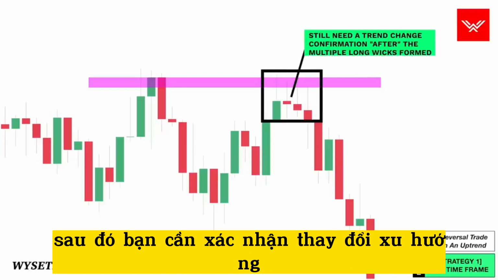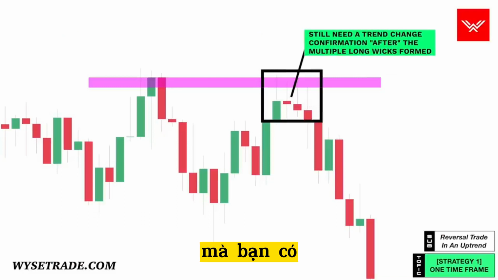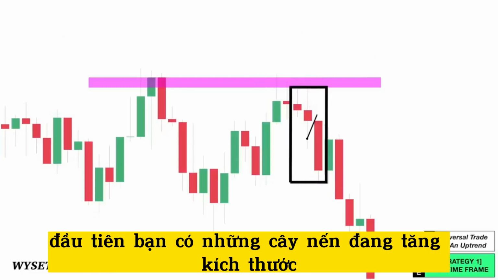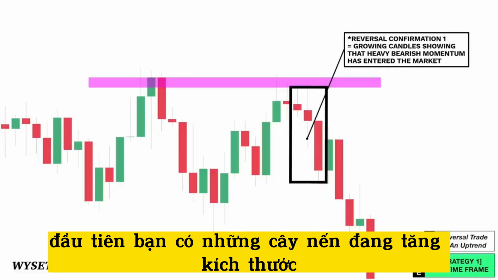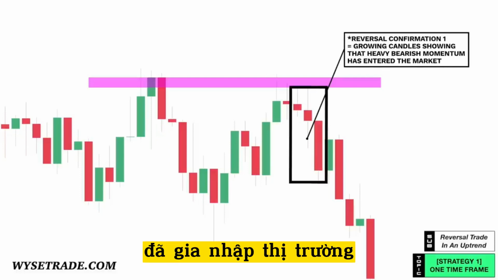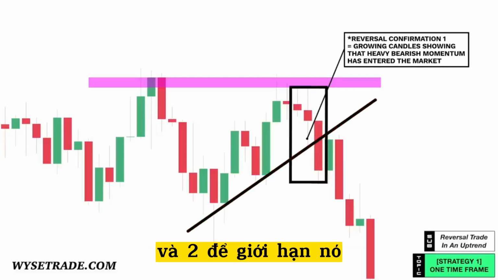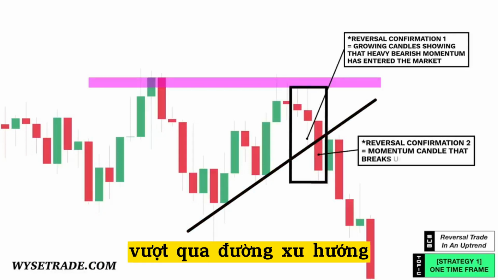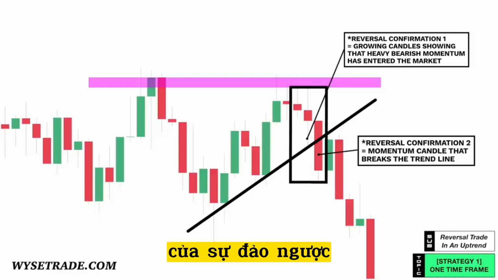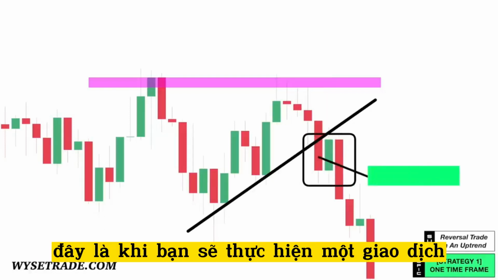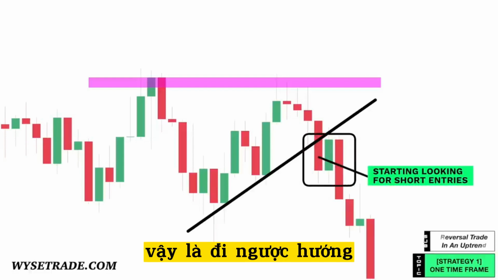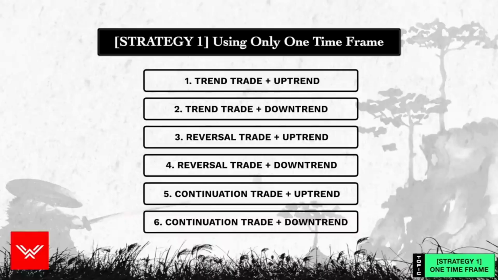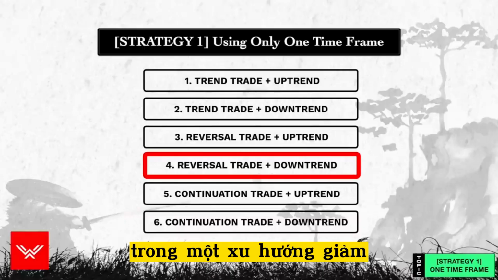You then needed a trend change confirmation, which you got in two parts. First, you had candles that were increasing in size, showing heavy bearish momentum had entered the market. And two, to cap it off, you had a momentum candle break through the trend line. All of this signals a confirmation of the reversal from an uptrend to a downtrend. At this point here is when you would take a trade entry short, so going in the opposite direction. A reversal trade in a downtrend.